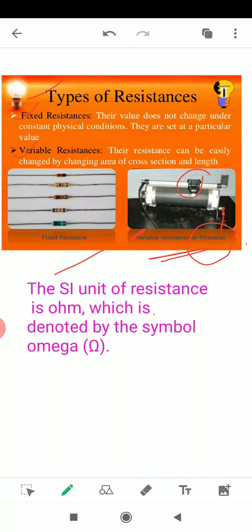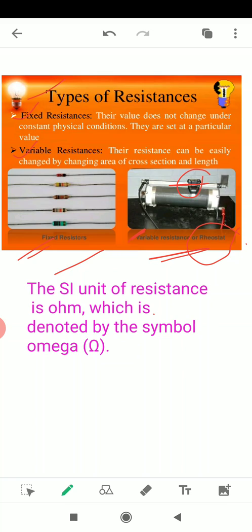Fixed resistors are those resistors whose value does not change with physical conditions. They have a set particular value. You can see that these are very tiny resistors which are present inside the circuit, but they have the strength to resist the flow of current. Variable resistance means their resistance could be easily changed by changing the area of cross section and length. Now when we are moving this switch, the resistance could be increased or decreased.